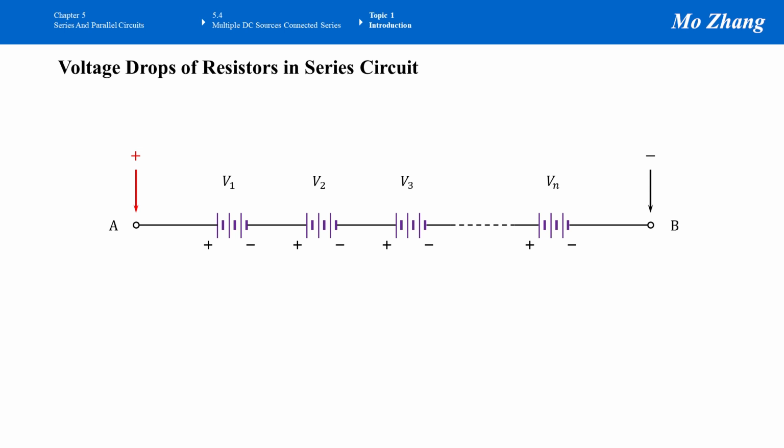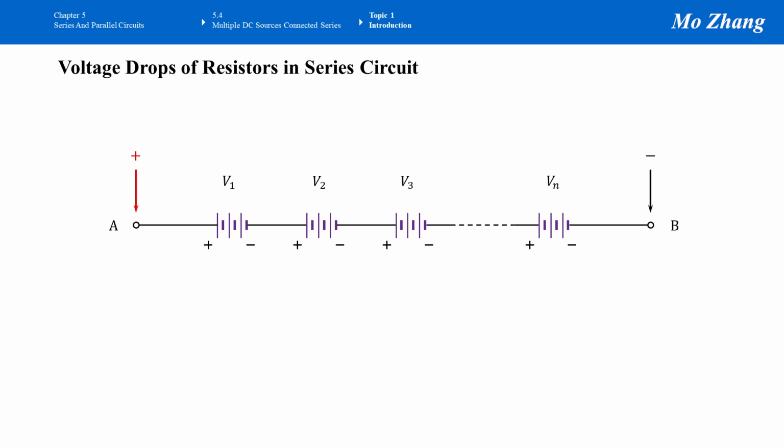We are measuring from A, the positive terminal, A towards B. The direction of the source is very important. So here, the total voltage of the entire voltage source system is Vt equals V1 plus V2 plus V3, and so on all the way up to Vn. So that is the way to find the total voltage for this system.